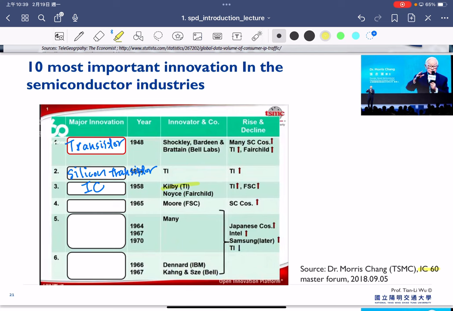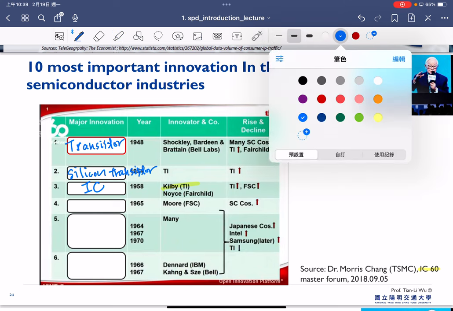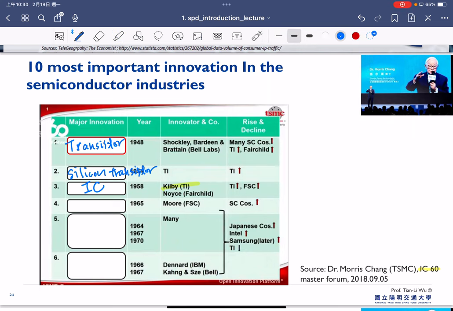And also later on, there's a very famous law, what we call Moore's law. Moore's law is from Gordon Moore, who made an empirical prediction of the future technology development trend, and that in the end became the golden rule for all of the semiconductor companies.